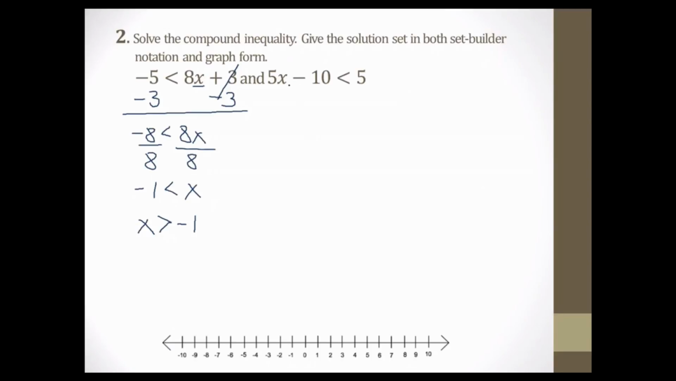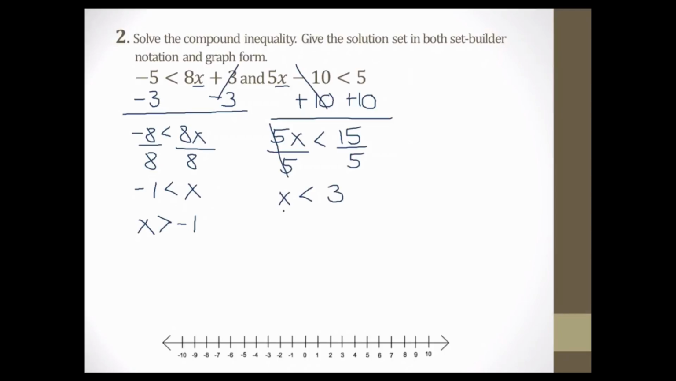Now solving the second part. Here again we're solving for x. Let's add 10 to both sides, and we have 5x is less than 15. Now dividing by 5, x is less than 3. In this case it came out nicely with x on the left side, so I do not have to rewrite it.